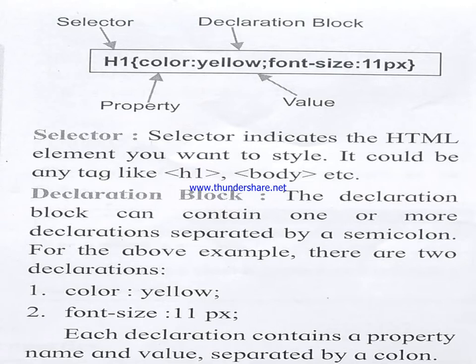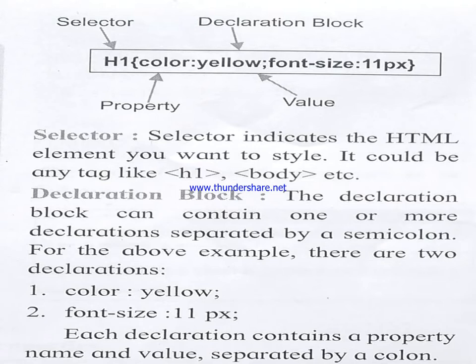And one more property, that is font size. So here color and font size, and in between them there is a semicolon. So a number of declarations can be separated by a semicolon, and property and value are separated by a colon. The selector indicates the HTML element you want to style. It could be any tag like h1, body tag, or any other HTML5 tag. So you can apply the CSS effect to the mentioned selector.